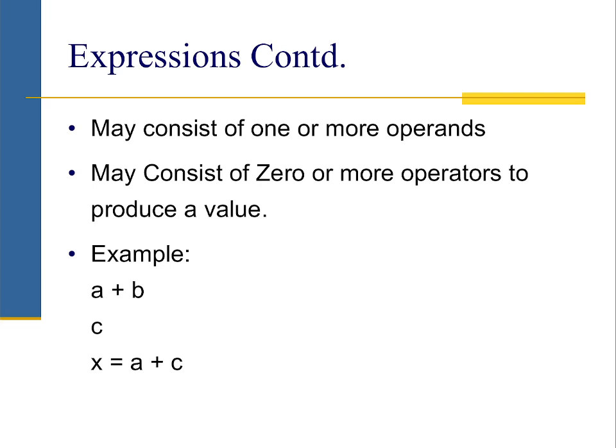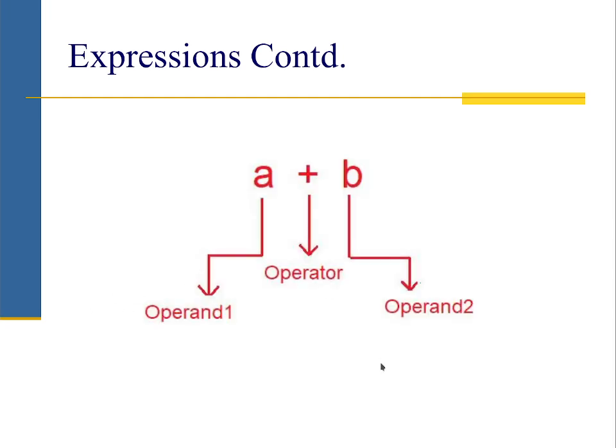The expression may also consist of one or more operands and zero or more operators to produce a value. An example is the one right there. You can see A and A plus B and C, and you can also see X is equal to A plus C. These are called operands. And here they are. A is an operand and B is also an operand. And the operator that's working on these two operands is the plus sign.